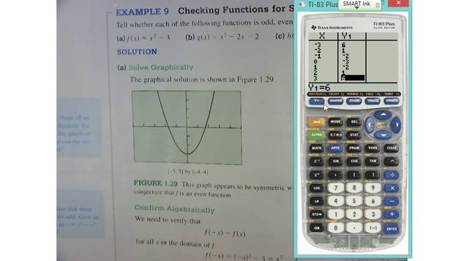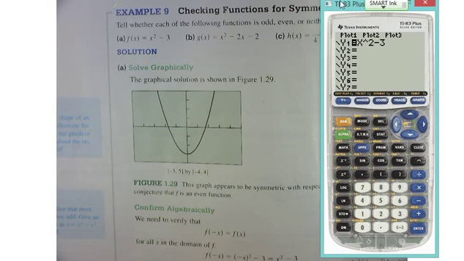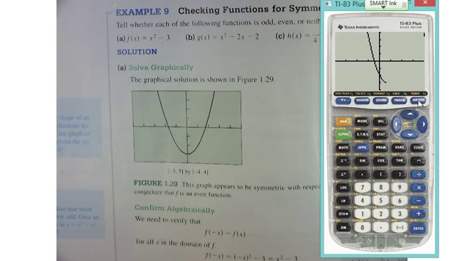Now let's do the next one. The next one is g of x is x squared minus 2x minus 2. Uh-oh. Is that symmetrical about the y-axis? No. Is that symmetrical about the origin? No. So that's probably going to be neither.